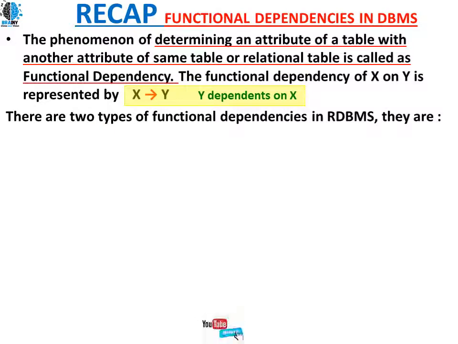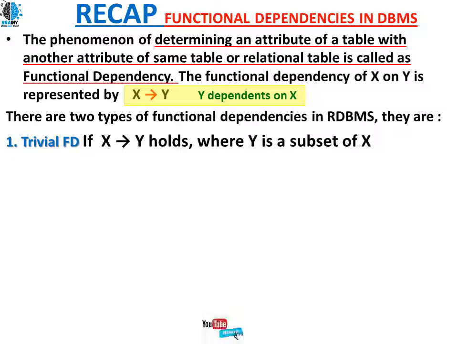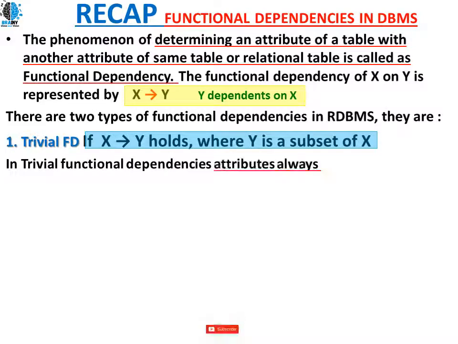So there are two types of functional dependencies. First is trivial functional dependencies. What does it mean? X goes on Y holds where Y is a subset of X. In trivial functional dependencies, attributes always determine themselves. As we have seen, one attribute on the X side is going to determine another attribute on the Y side of our dependency. So if it determines the same attribute, this type of functional dependency is trivial functional dependency.